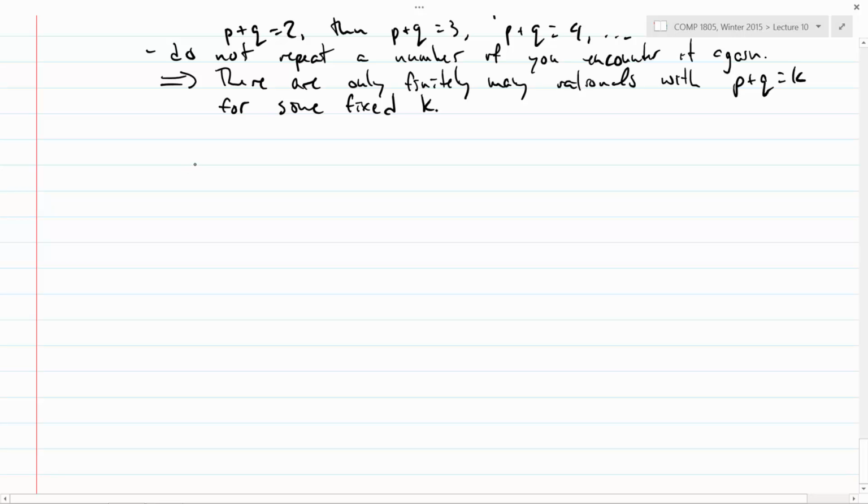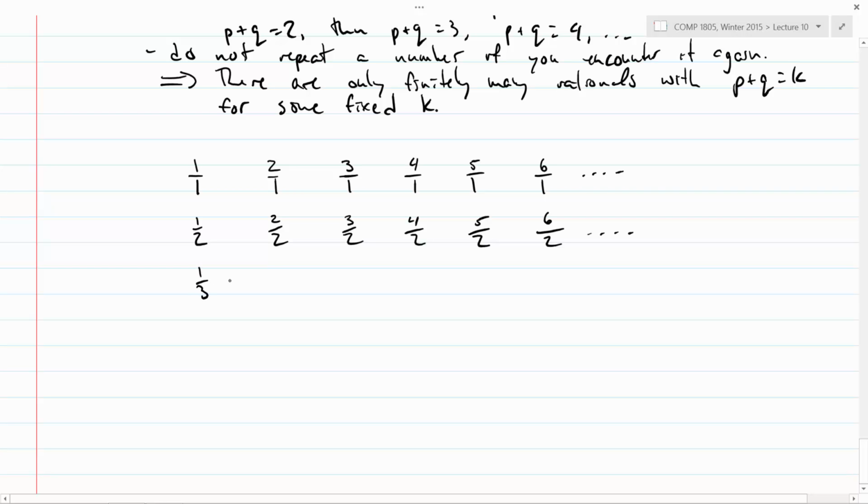In the top left, I have 1 over 1. And to the right of that, I have 2 over 1, 3 over 1, 4 over 1, 5 over 1, 6 over 1, and so on. On the next row, I have 1 over 2, and then 2 over 2, 3 over 2, 4 over 2, 5 over 2, 6 over 2, and so on. And then I have 1 over 3, 2 over 3, 3 over 3, 4 over 3, 5 over 3, 6 over 3, and so on.